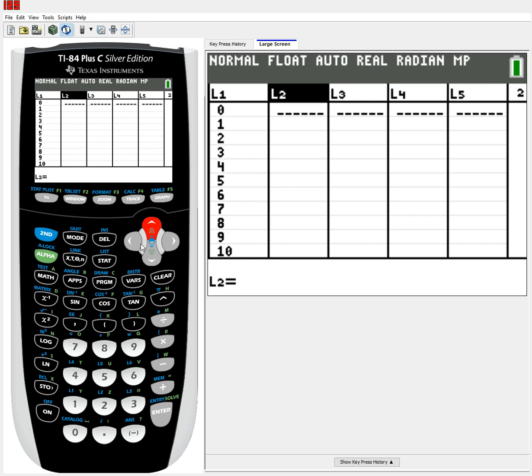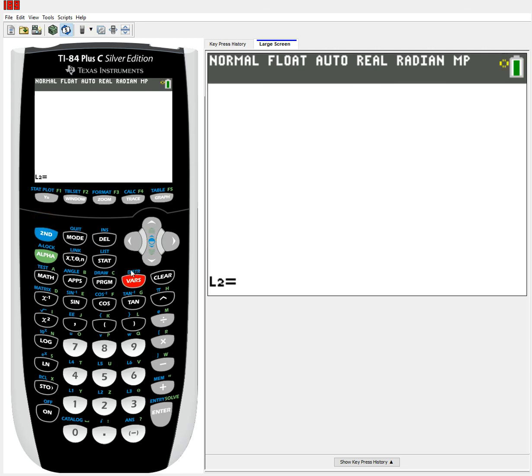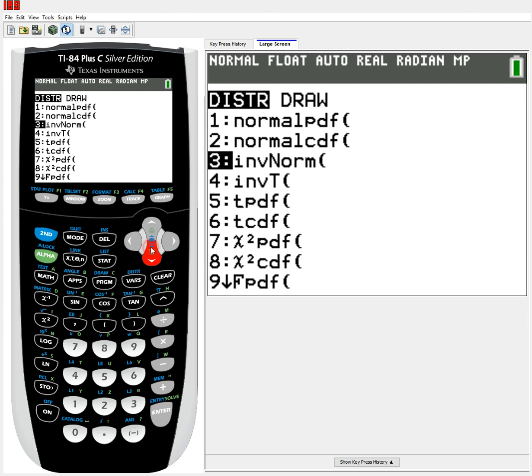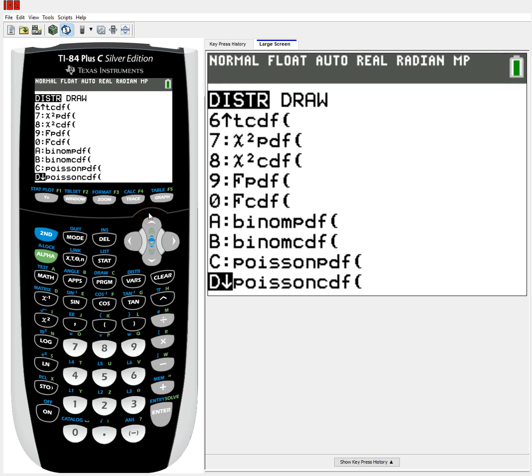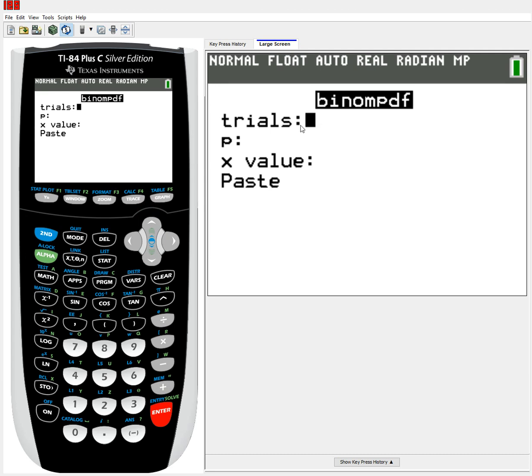And I'm going to access binomial PDF like I have before. So I'm going to do second, vars, and I'm going to go down to binomial PDF. Now, because I already did binomial PDF in the past, and I haven't cleared my memory, I believe the binomial PDF will still have my same prompts. Oh no, sometimes it does, sometimes it doesn't. Alright, so it's blank here still. So the number of trials, we already talked about we're doing 10 trials, and the probability of success is still 0.3.